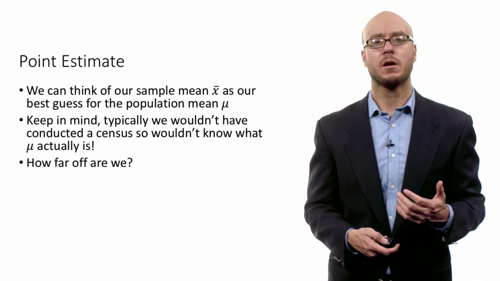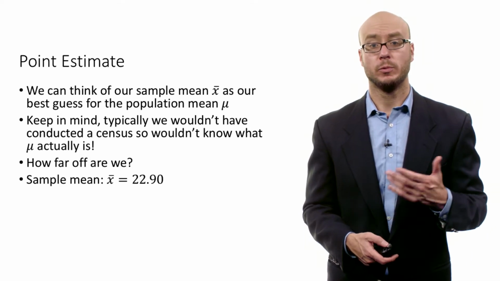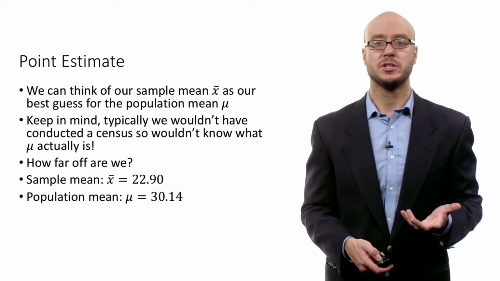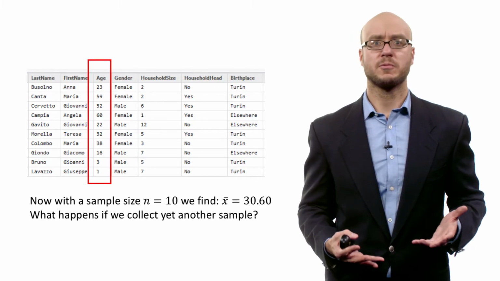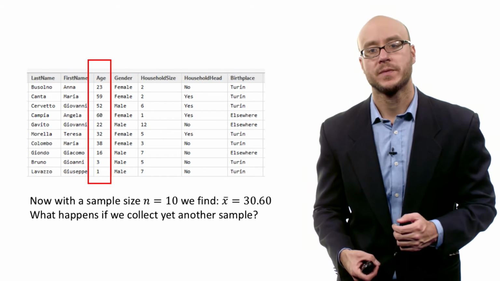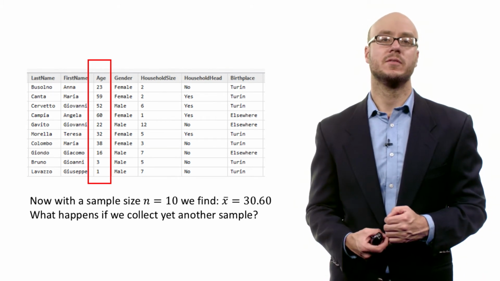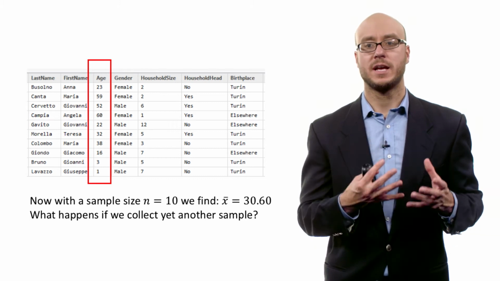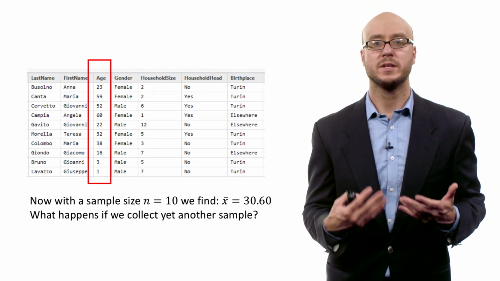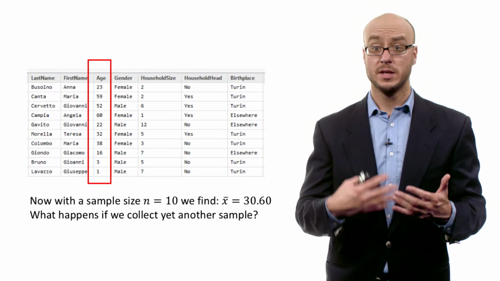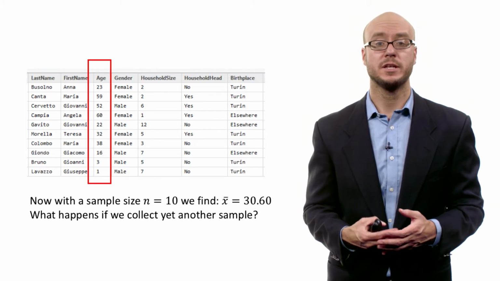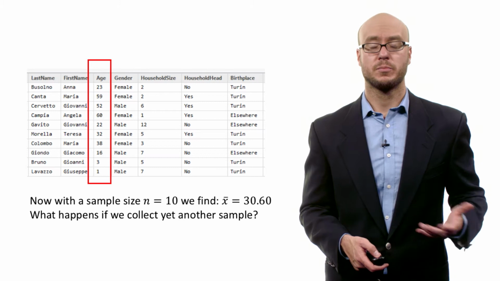Now we might ask, how far off are we? Well, the sample mean is 22.9, the population mean is 30.14, so we're kind of off. But let's see what happens if we take another sample of size 10 and we calculate X bar, the sample mean, again. This is a different random sample from that sampling frame of all people living in Turin, Italy in 1705. And now our sample mean for this different sample is 30.6 years. So it's a little bit above the population mean, and it's much greater than our previous sample mean.